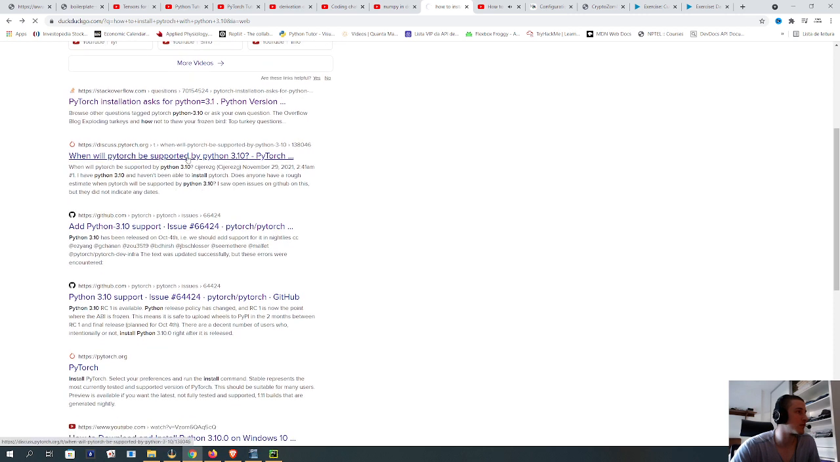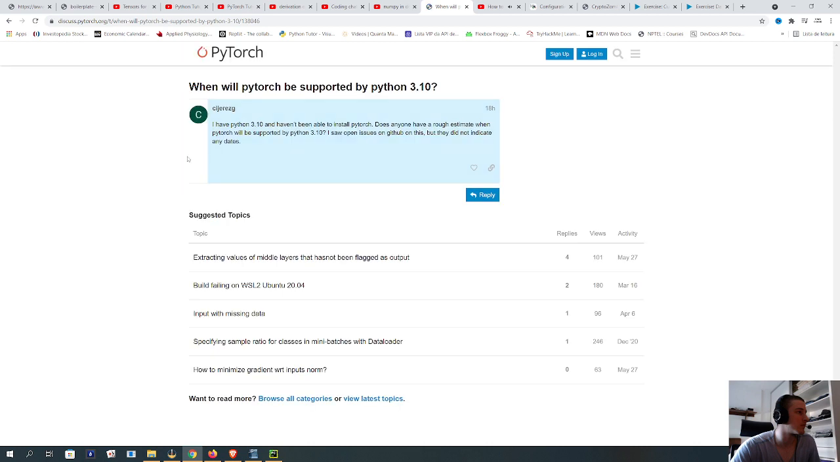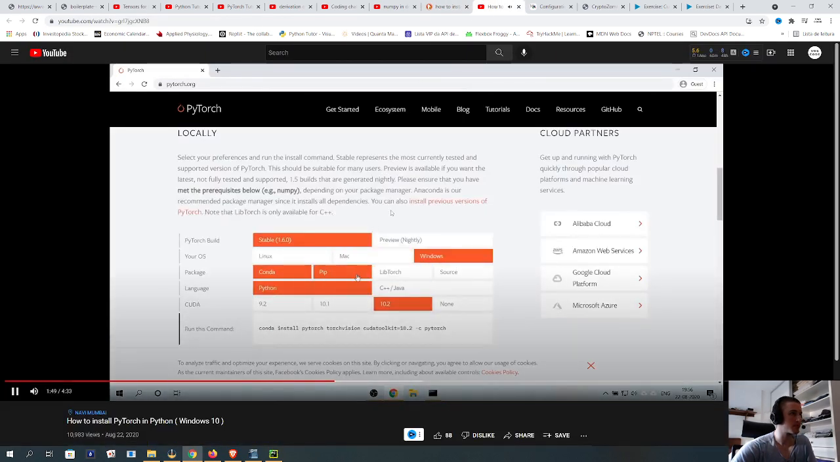Regarding PyTorch build, there are two options, stable and preview or nightly. PyTorch is an open source library and keeps updating at regular intervals. Preview or nightly is a beta version of the project that may have few bugs in it. So we will select the stable version of PyTorch. Then I'm selecting Windows.